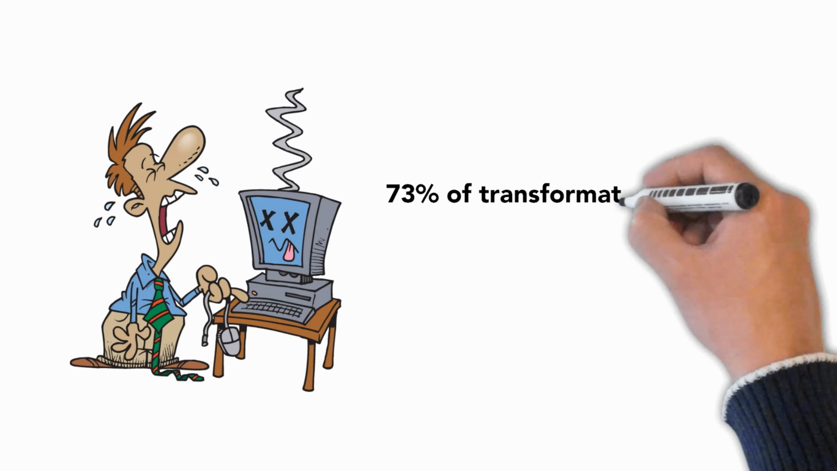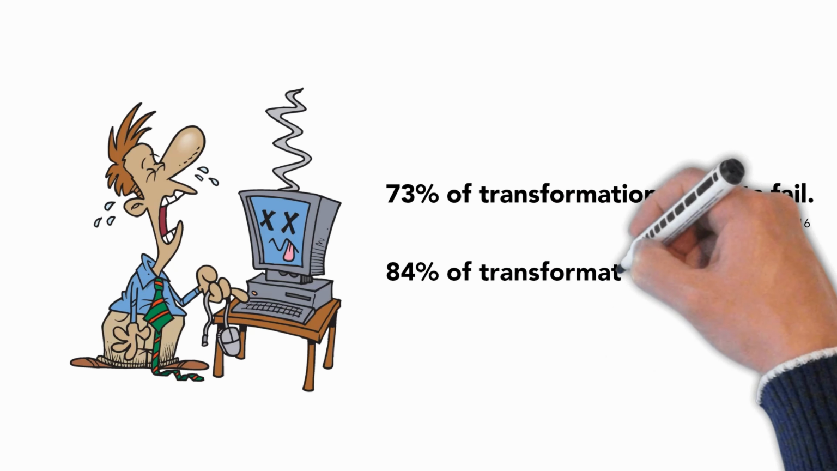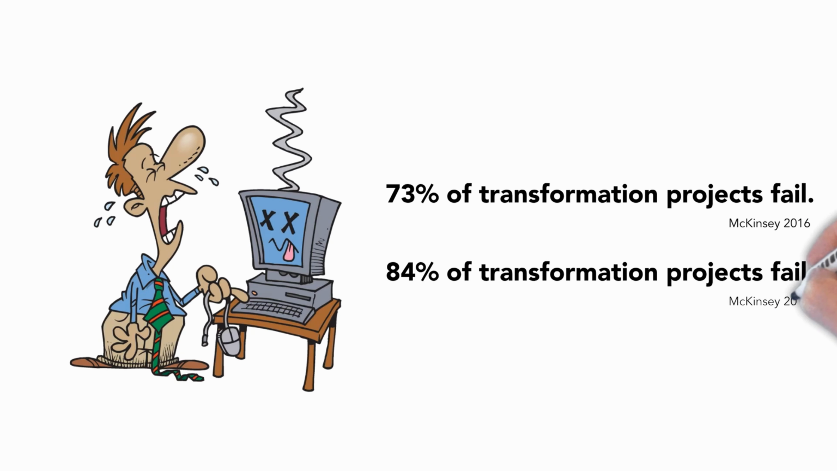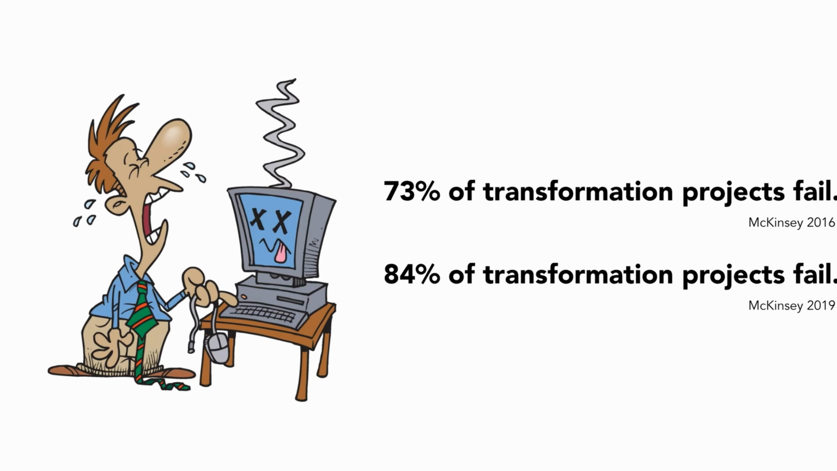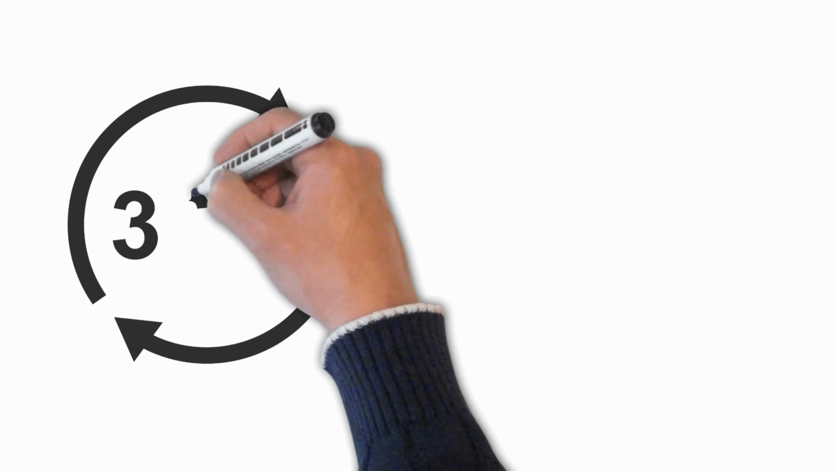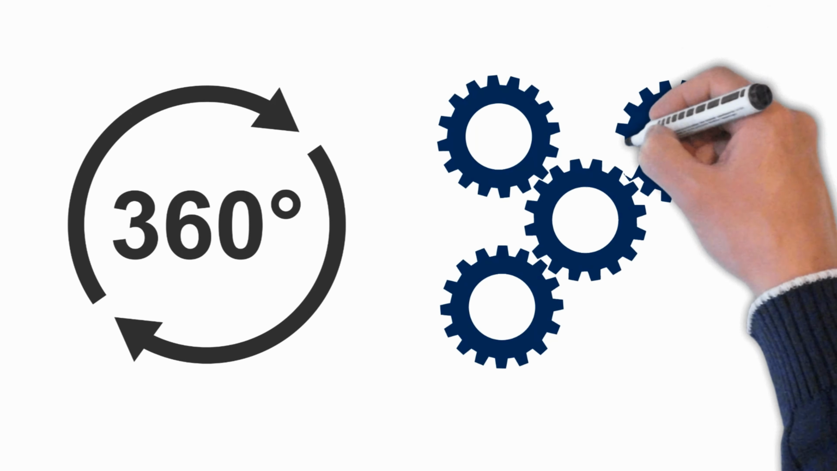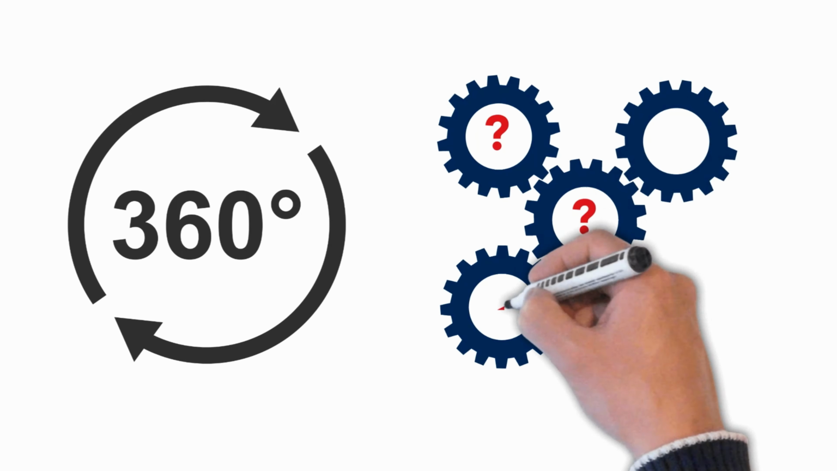This is supported by McKinsey research that found that in 2016, 73% of transformation projects failed, and in 2019, 84% of transformation projects failed. This worsening trend is problematic considering we are facing increasing change and disruption. To solve it, we need to think and act radically different. And we need to connect business and technology differently. But what are the components and how do we connect them?